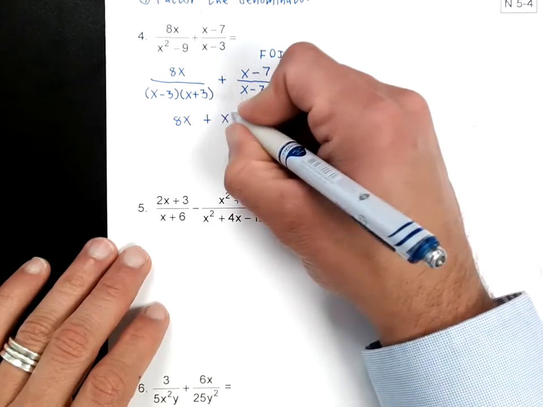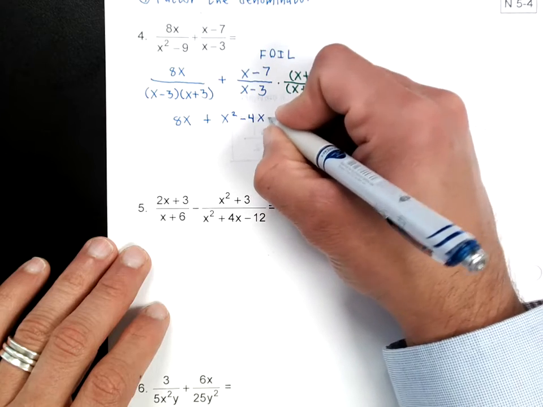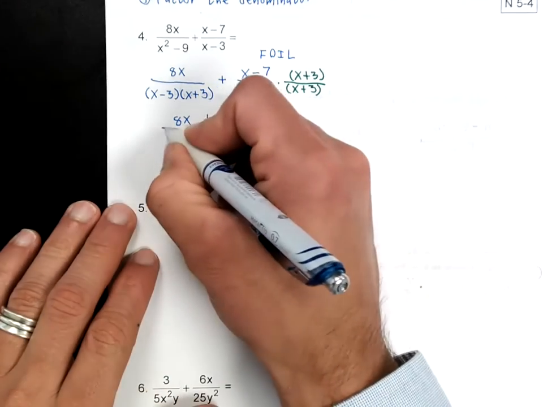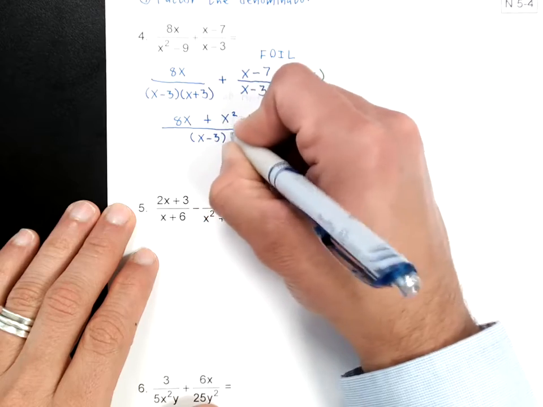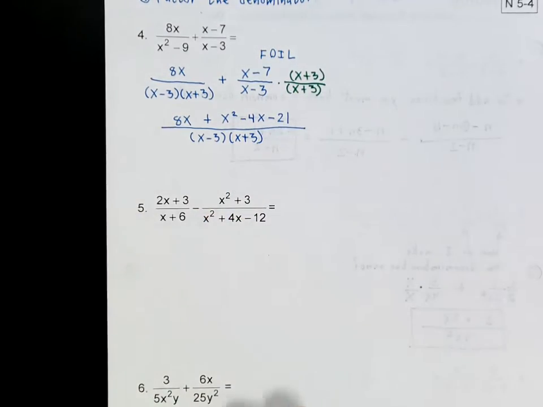Now, I'm going to make a big assumption that you know how to FOIL, but this is what you would get, all right? If you FOIL, this is what you get. Now on the bottom, remember, I already have a common denominator. So this is what I have for my common denominator. And then all you're going to do is add the like terms.